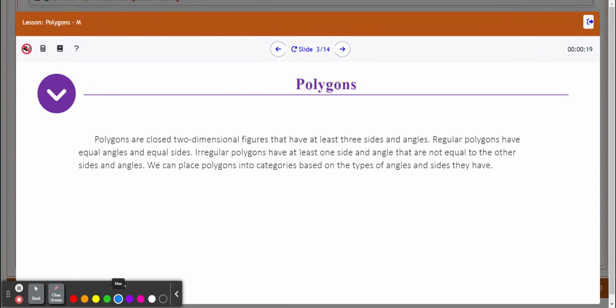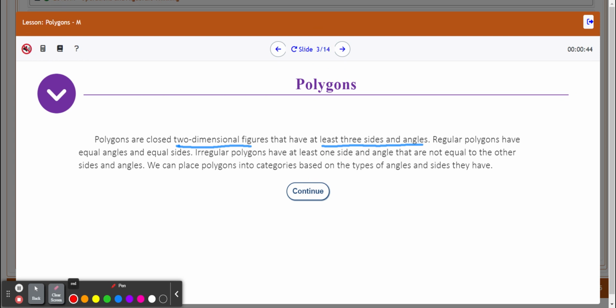Lesson number 50, polygons. So polygons are two-dimensional figures, they're 2Ds, that have at least three sides and angles. So triangles are polygons, squares are polygons, rectangles are polygons. As long as it has three or more sides and angles, then it's a polygon.